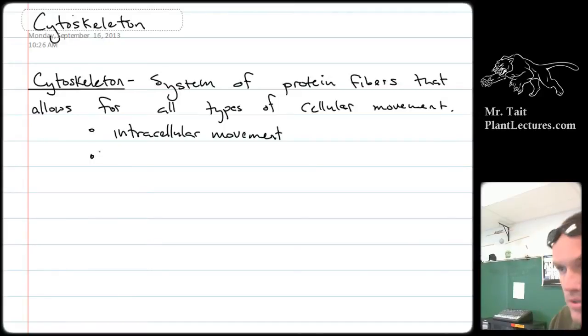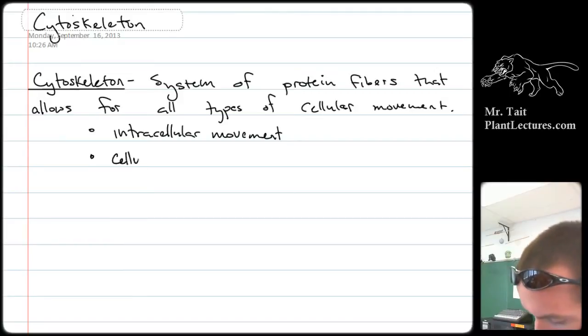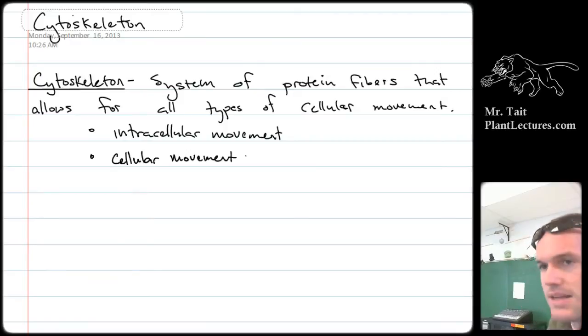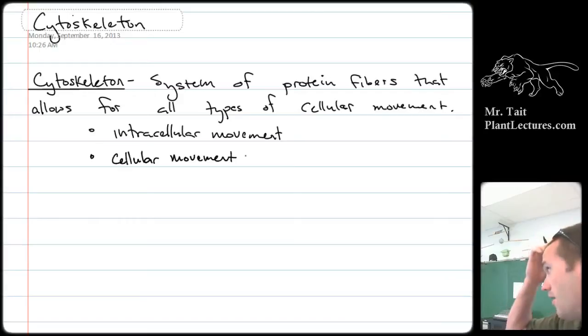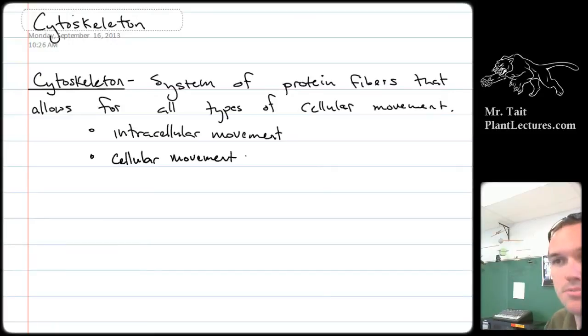There's also just what's called basic cellular movement. Okay, and cellular movement refers to moving the whole cell. So if you have a motile cell, one that has cilia or flagella or something like that, the movement of the entire cell would be called cellular movement. Now, there's also what's called extracellular movement. Extracellular movement is not actually controlled by the cytoskeleton. It happens in the extracellular space, and it's controlled by the extracellular matrix, which is not part of the cytoskeleton.